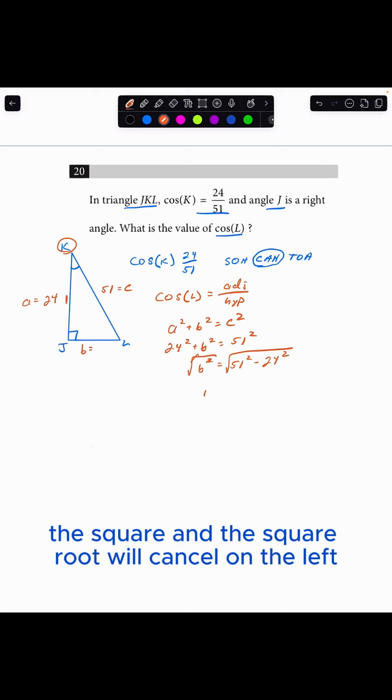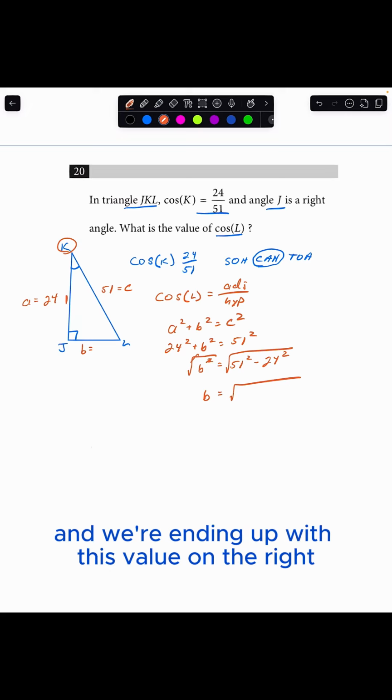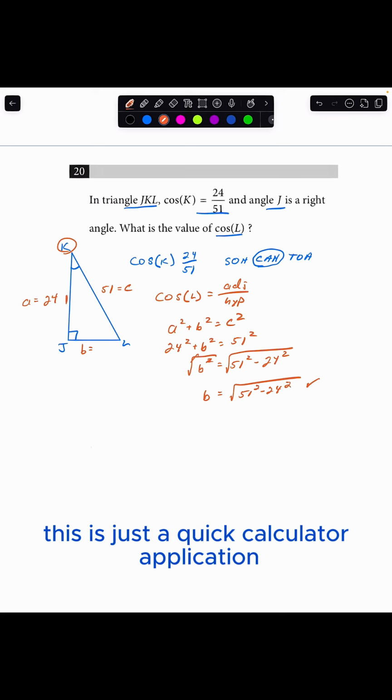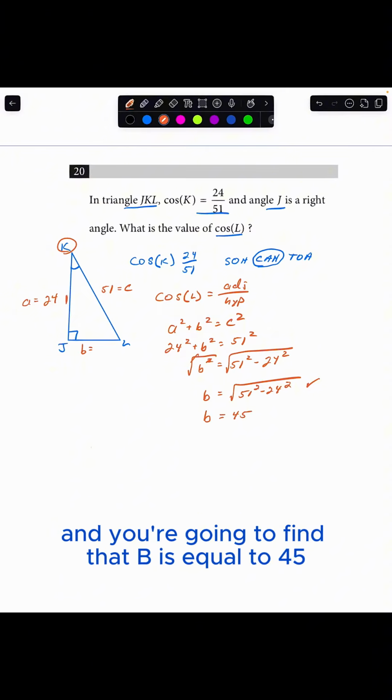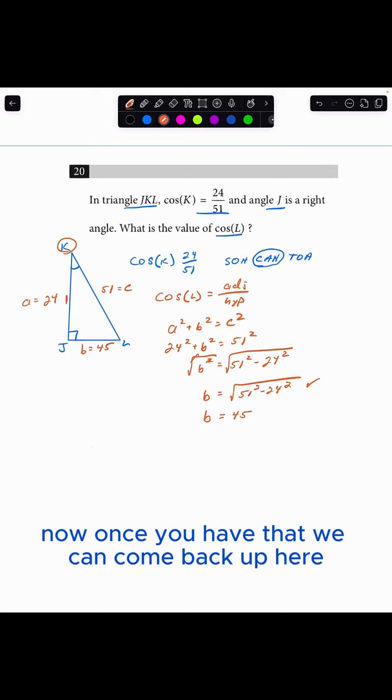The square and the square root will cancel on the left, and we're ending up with this value on the right. This is just a quick calculator application. You can use the Desmos calculator or a handheld calculator, and you're going to find that B is equal to 45. Now once you have that, we can come back up here.